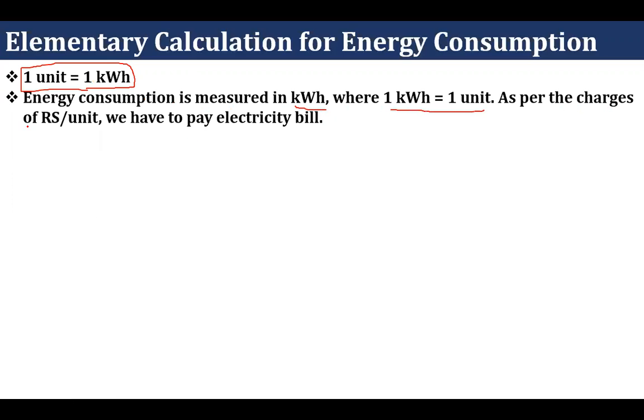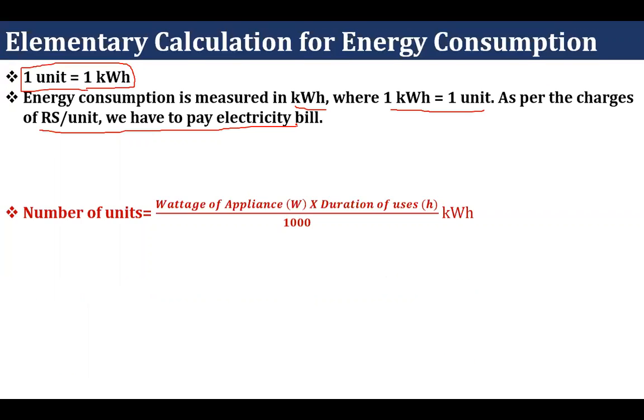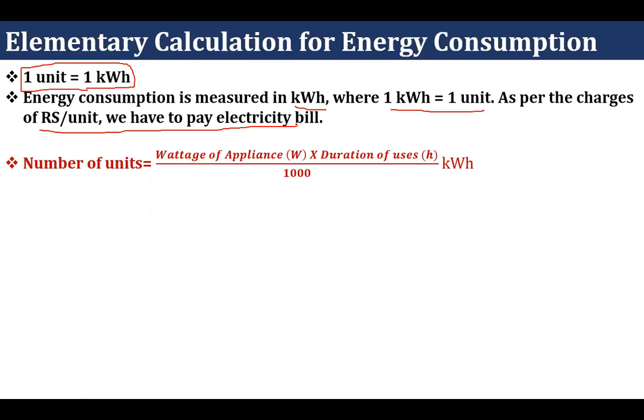As per the charges per unit, we have to pay electricity bill, and it is a headache for all of us. Although, we are using the electricity, so we must pay for that. So how we can calculate the number of units? Suppose we have appliance wattage, not in kilowatt, simply in watt. We multiply with the duration for which it has been used, and then divide by 1000. So now it will become kilowatt hour.